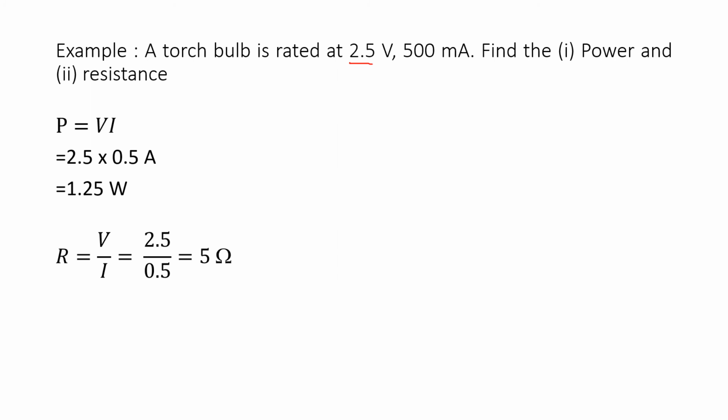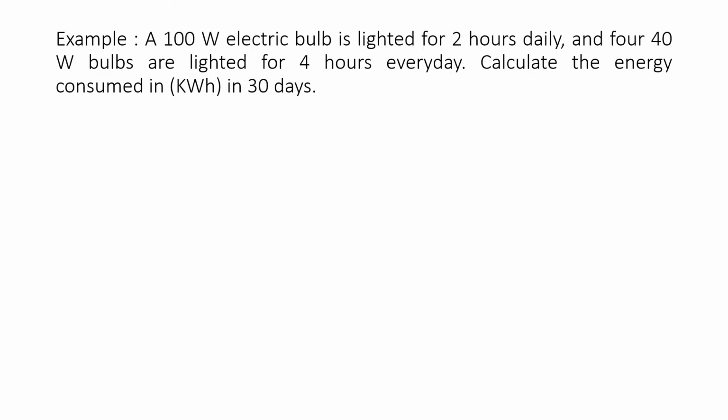Here it is simple, clear to you. Okay, next example. A 100 watt electric bulb is lighted for 2 hours daily, and 4 bulbs of 40 watt are lighted for 4 hours every day. Calculate the energy in kilowatt hour we consumed in 30 days. So what have we got?